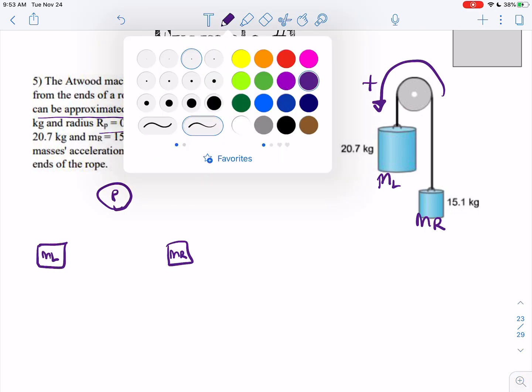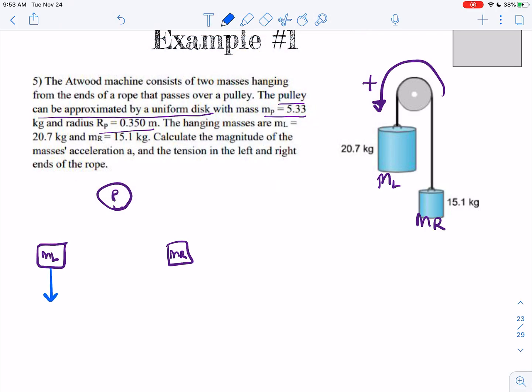If we know this way, I'll call this MLG, or mass times gravity. Then upward, this is going to have some kind of a tension. We'll call that FTL, because it's on the left one. And that's going to be smaller than the MLG because that is going to be accelerating. Same thing over here: you're going to have your MRG, and you're going to have a tension that has to be bigger than that so that it can accelerate. We're going to call that FTR.